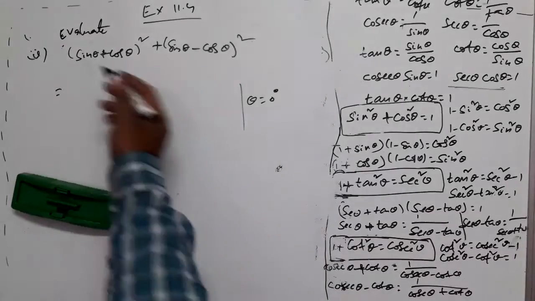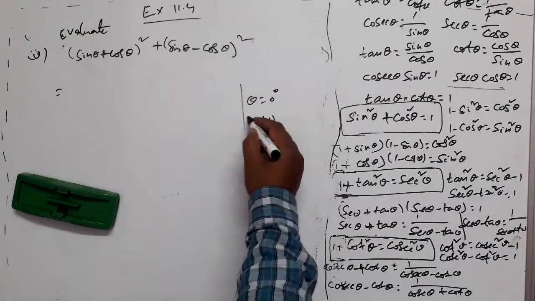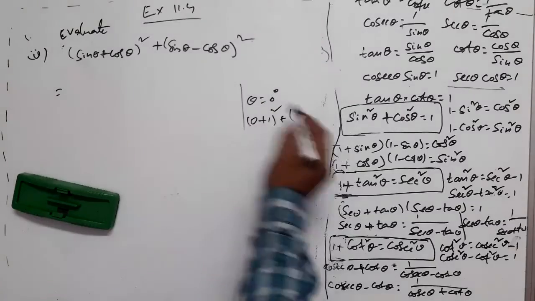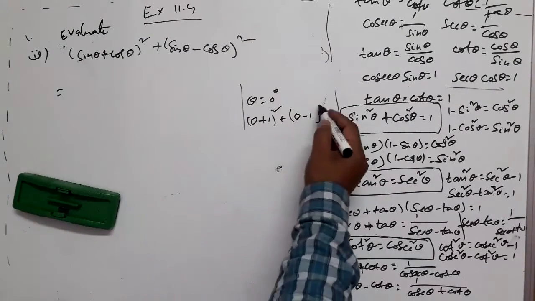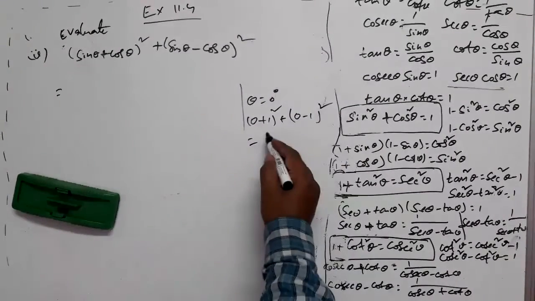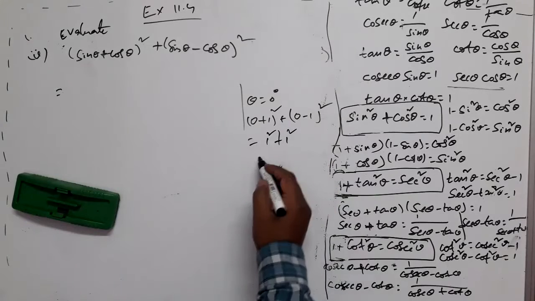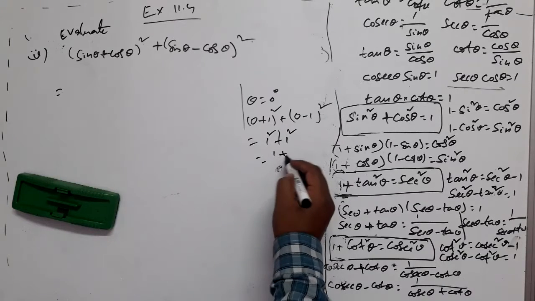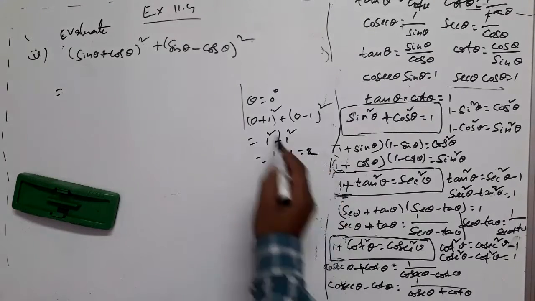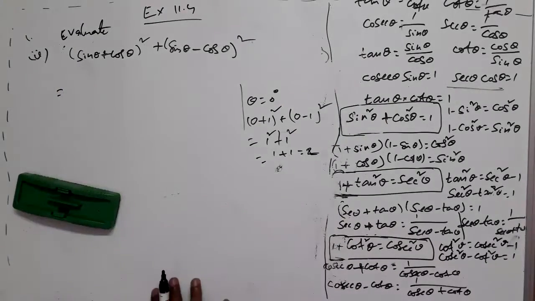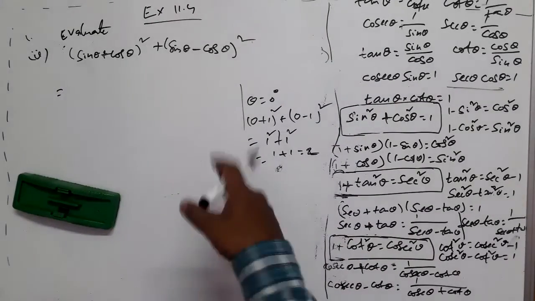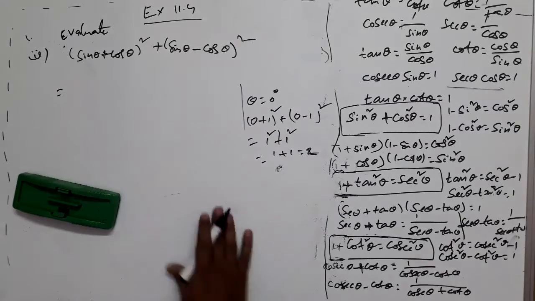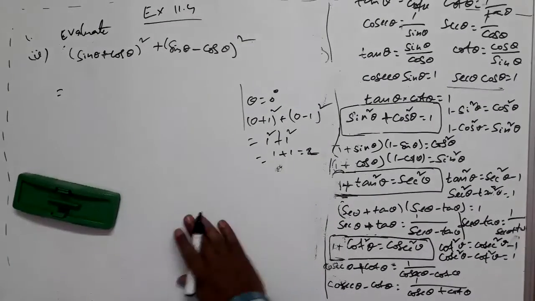Okay, tell me. Sin 0 is 0. Cos 0 is 1. So 0 plus 1 whole square, plus 0 minus 1 whole square, that is 1 plus 1, that is 2. So here also you are getting 2 as the answer. But we don't show this in exam, right? Yes, let us proceed. How shall we proceed?